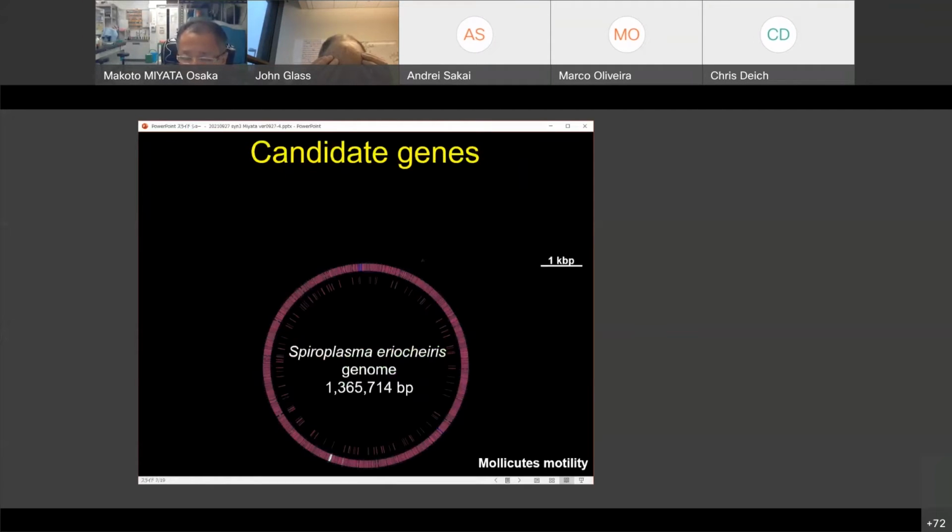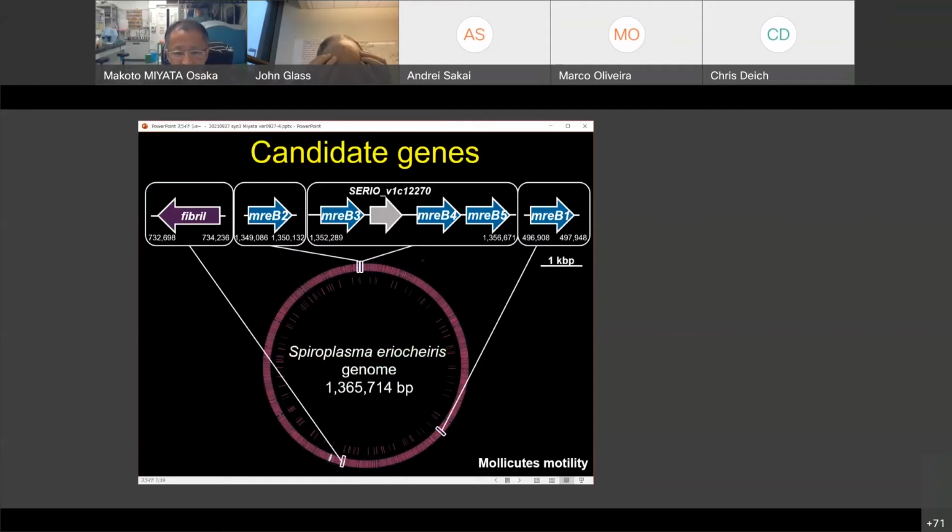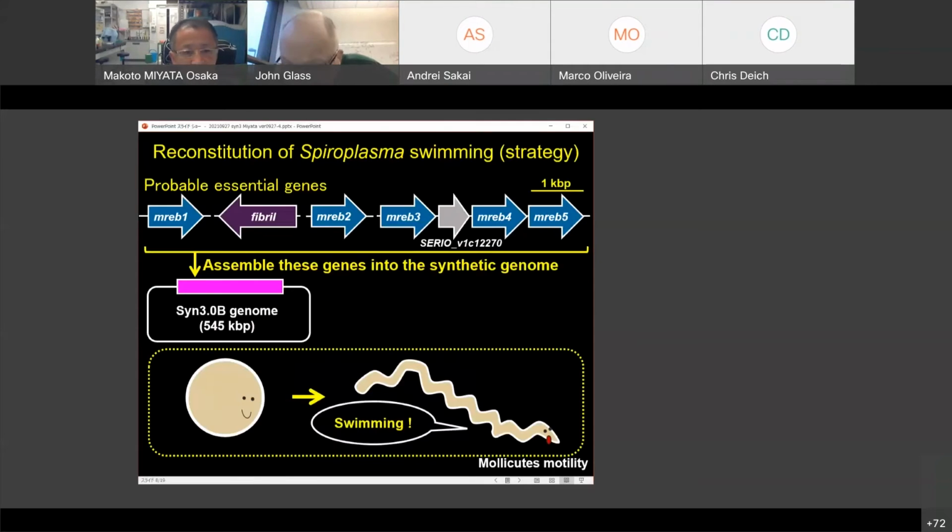We focus on 7 candidate genes involved in this swimming system. The first one is fibril, and the other 5 genes are MreB. You know that MreB belongs to the actin family, and here is another gene inserted inside the MreB cluster. We intended to reconstitute the Spiroplasma swimming by using the SYN3, so we assembled these genes into the genome. Then we see what happens.